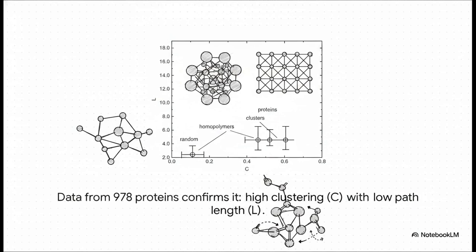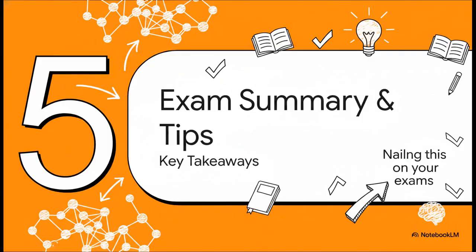This chart is from a study of almost 1,000 proteins. The vertical axis, L, is basically how many hops it takes to get from one point to another. The horizontal axis, C, is how clicky the network is. Random networks are down here, low path length, low clustering. Regular networks are up here, high path length, high clustering. And where do the proteins land? Bam! Right in that sweet spot. High clustering, but short paths. Classic small world.